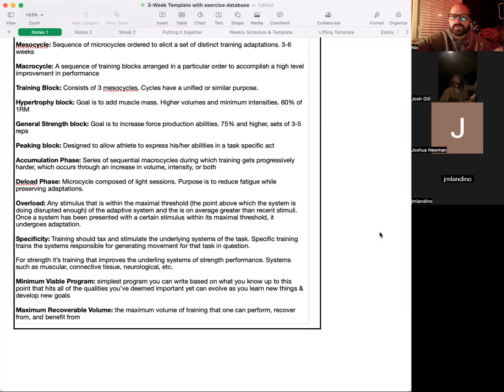Deload phase, this is just a week long of light sessions. Its purpose is to reduce fatigue. I don't do a true deload phase in my training. What you do with yours, you have to figure out what's best for you. But we can take a lighter week by manipulating volume and sets.